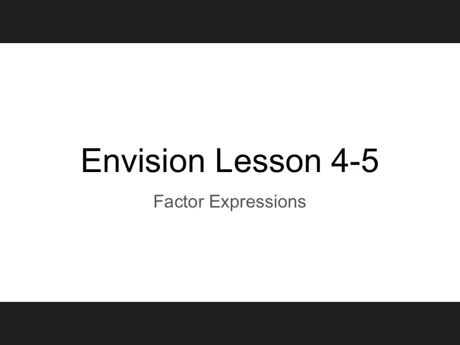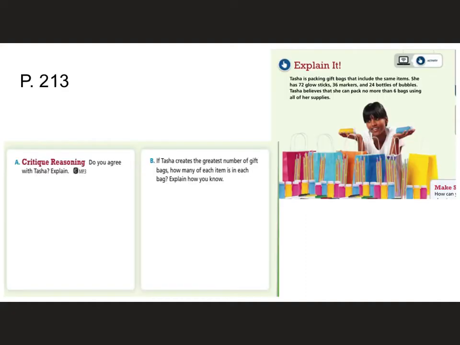Now we're factoring expressions. On page 213, you'll see Solve and Discuss It. It talks about Tasha packing gift bags that include the same items. She has 72 glow sticks, 36 markers, and 24 bottles of bubbles. She believes that she can pack no more than 6 bags using all of her supplies. Do you agree or disagree?